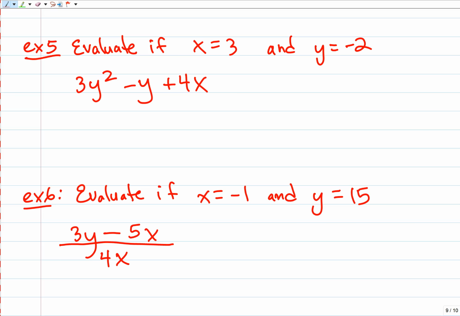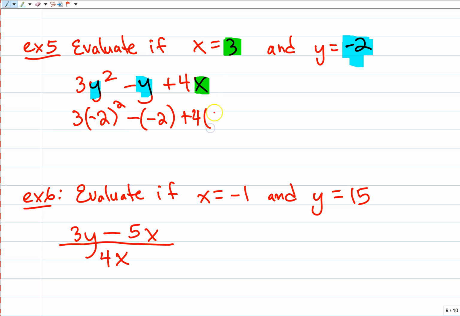And the last thing we're doing here is we are just substituting. So for this one, it looks like everywhere there is an x, we put a 3. Everywhere there is a y, we put a negative 2. Be very careful with your variables on this. So this ends up being what? 3 times y, or negative 2 squared. Notice the 3 is not being squared, just the y. Minus y minus a negative 2 plus 4 times x, 4 times 3.